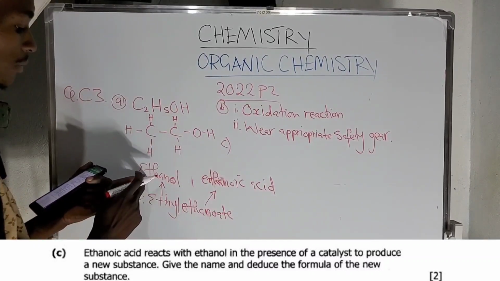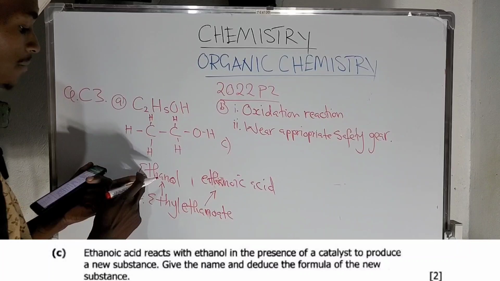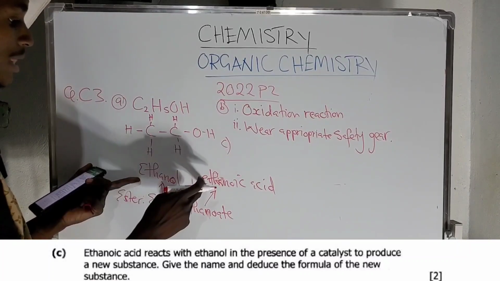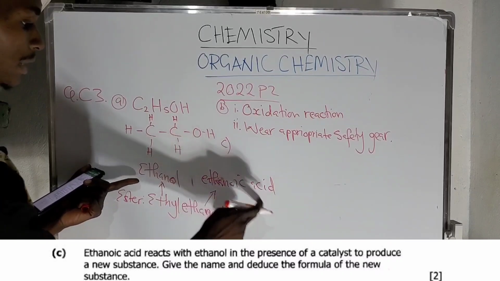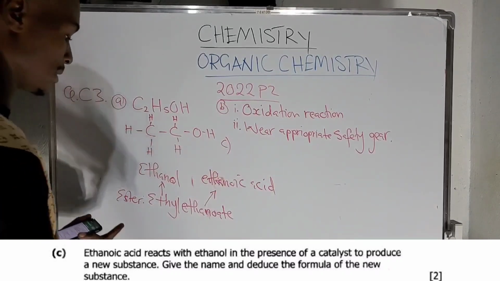So if here we use methanol, it will be methyl ethanoate. If you use propanol, it will be propyl ethanoate. Okay, it's simple as that.